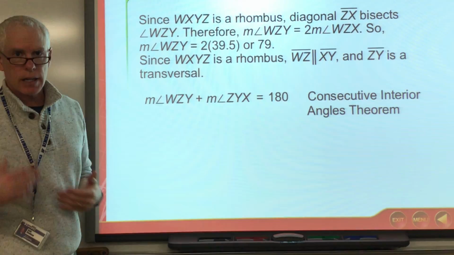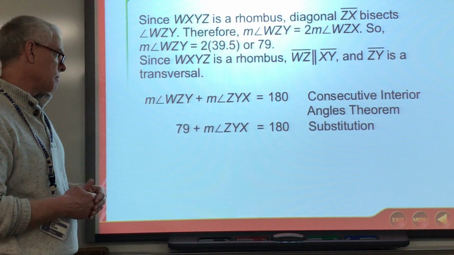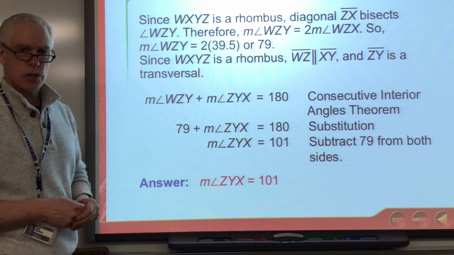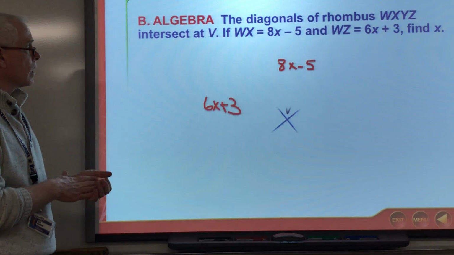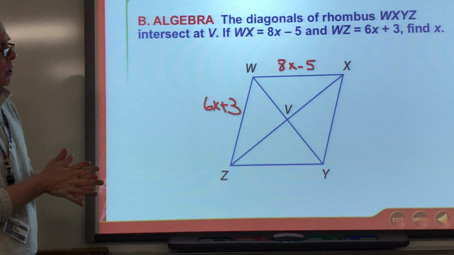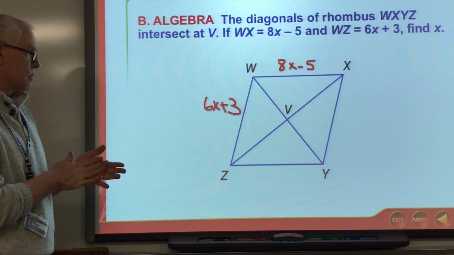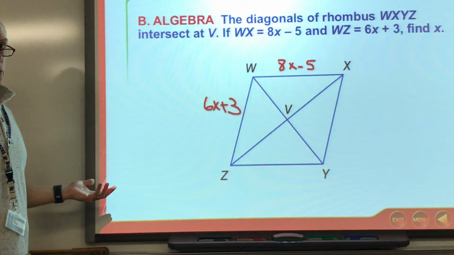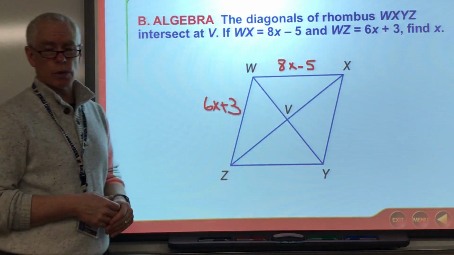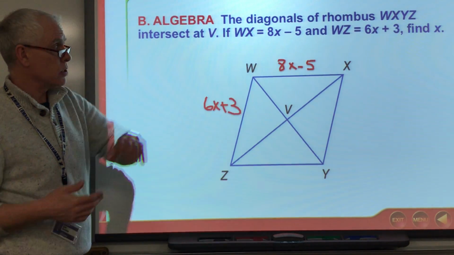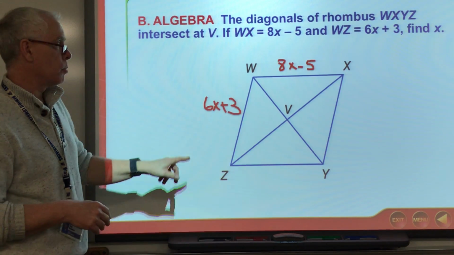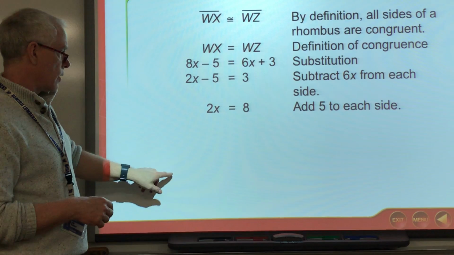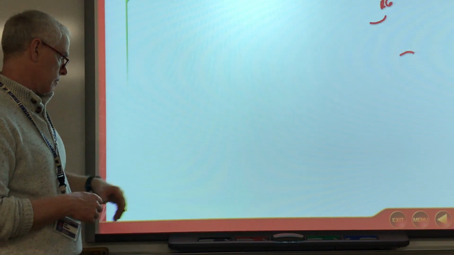So I have to recognize the consecutive angles have to be supplementary. I knew that one angle on the left side was 79, so I can replace it and subtract, and sure enough, 101 degrees. Now they've given me some information about a couple of sides. One of them is 8x minus 5, one is 6x plus 3, but because it's a rhombus, the sides have to all be congruent. So I'm going to set those two expressions equal to each other and solve for x. That's all they're asking me to do. I don't need to plug it back in. So go ahead and set those expressions equal to each other and solve for x.